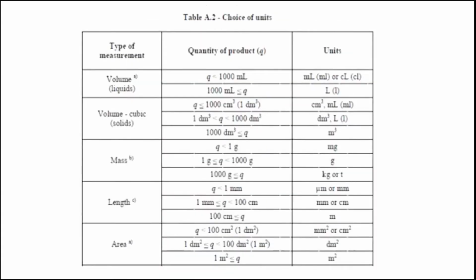And these are the choices of units that we could use. If the product is less than 1,000 milliliters, we could use milliliters or centiliters. But if the measurement is bigger than 1,000 milliliters, we could use liter, with the symbol capitalized L or just small l. On volume, cubic, we could use this. So if you're inspecting prepackaged goods, we should be more conscious about this type of units, as it is mandatory.